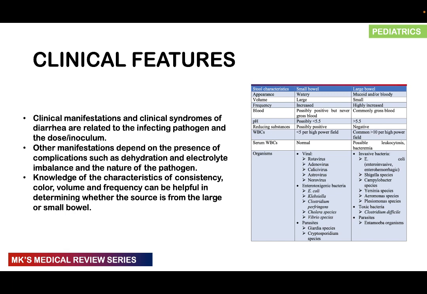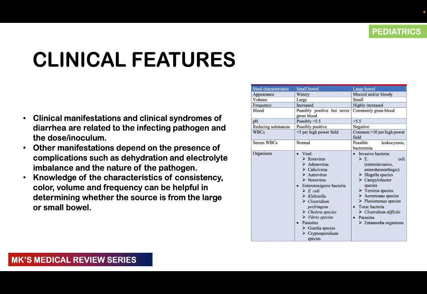Now, clinical features largely, and even the clinical syndrome, depend on the infecting pathogen, the dose, and the inoculum. Remember, there are some different causes that will cause a bloody type of diarrhea. There are some things that are going to be causing diarrhea due to production of toxins. Some bacteria are going to be causing damage to, of course, the intestines. Some of them will cause the intestines to secrete a lot of water into the lumen.